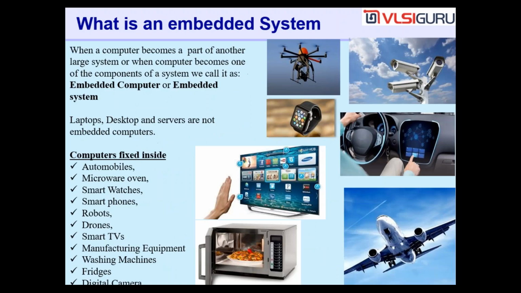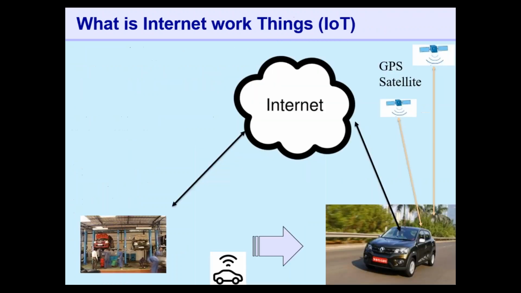So let's go to what an embedded system is. I already explained to you what an embedded system is. When a computer itself becomes a part of a complex system, we call that an embedded computer. So laptops and servers are not embedded computers, whereas the computers you find in all these things are basically embedded, starting from drones, watches, cameras, cars, aeroplanes, microwaves. All these come under the category of embedded systems.